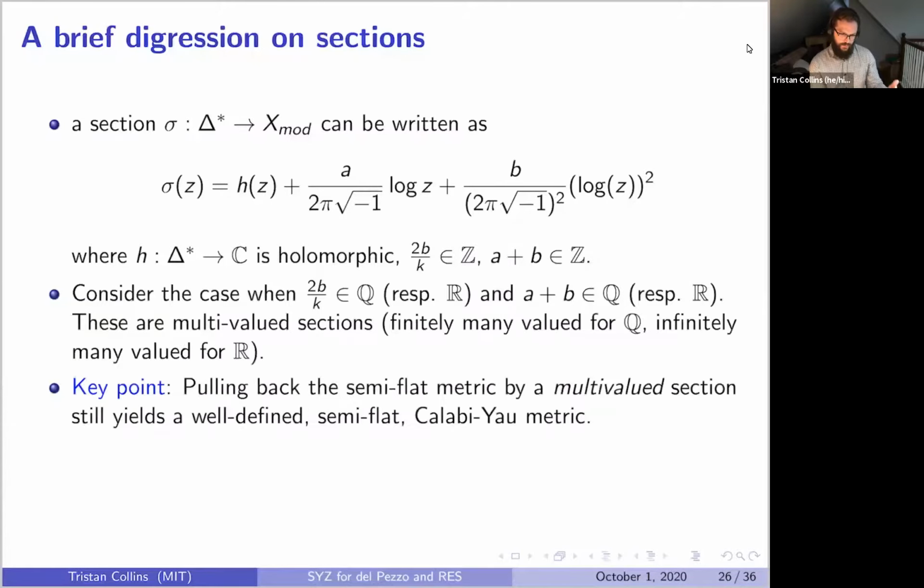This gives rise to sections which are not well-defined; they're multi-valued. If you take Q, then you get finitely many values, and if you take R, you get infinitely many valued sections. But the key point is that you can just check that it still makes sense. If you use the Abel-Jacobi map with respect to these multi-valued sections, which you should really view as a map to the universal cover, you can still pull back the semi-flat metric, and it still glues to a well-defined metric. So there's a sort of extra symmetry hidden in the semi-flat metric, which allows you to make sense of the semi-flat metric with respect to multi-valued sections.